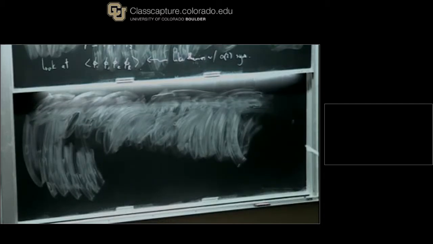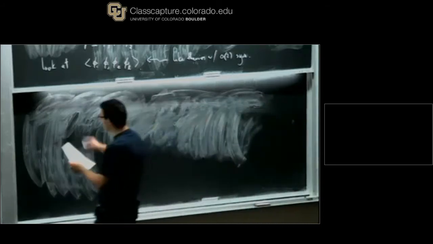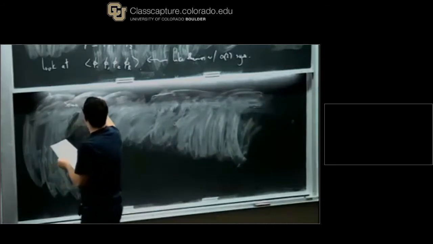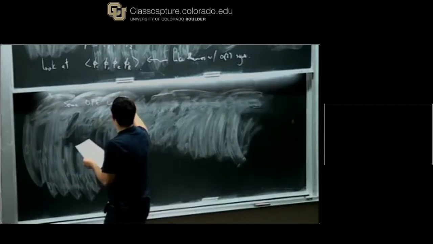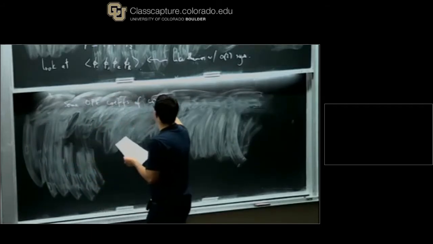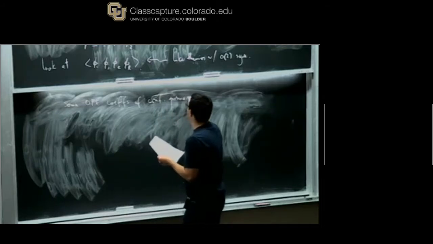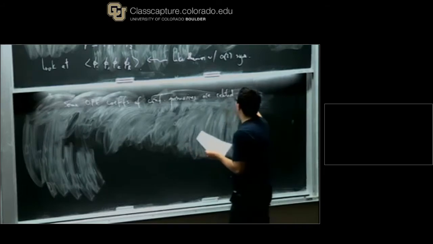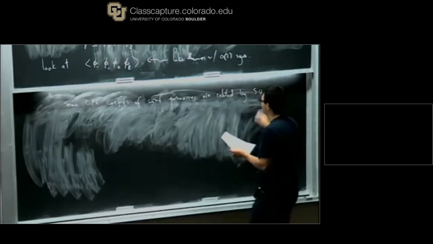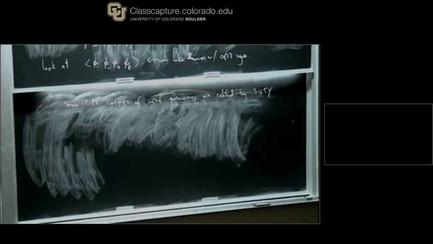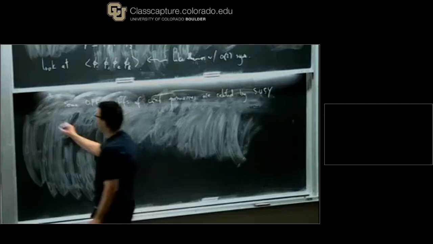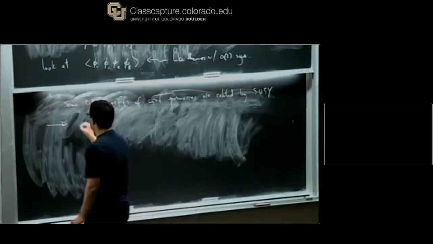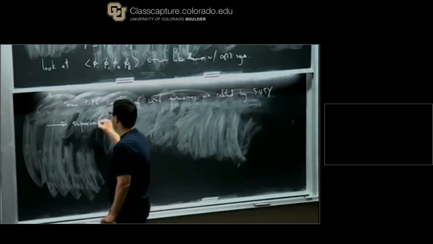Okay? So some OPE coefficients of conformal primaries are related by supersymmetry. So this gives the notion of superconformal blocks, where we use those relations and we only sum over the superconformal primaries.